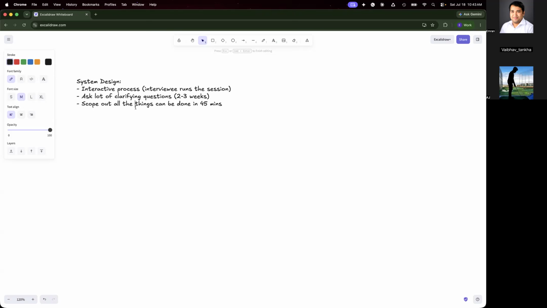So you need to scope out all the things that need to be done. But keep in mind that you also need to show them you know the whole process of system design. So it doesn't mean you cut corners, that you don't ask clarifying questions, or that you don't gather requirements, right? Your goal is to scope out what you need to do, and in the second step, you ask a lot of clarifying questions.